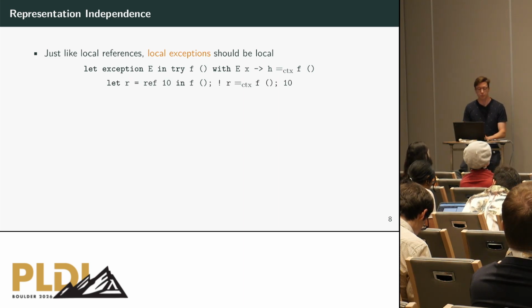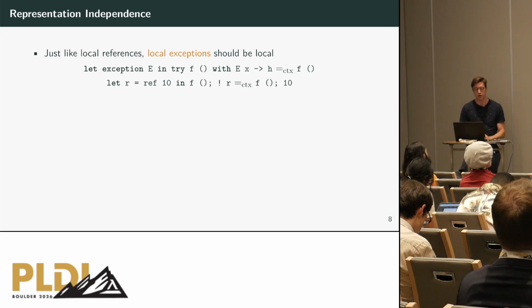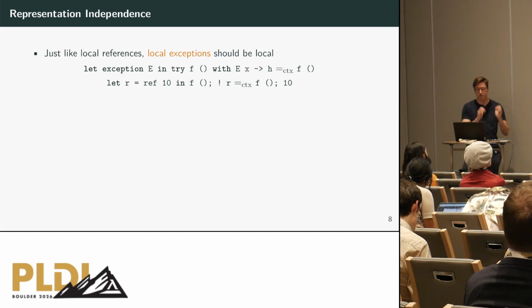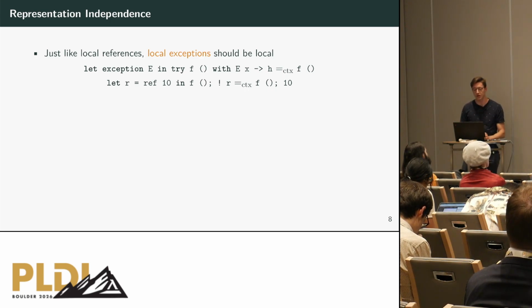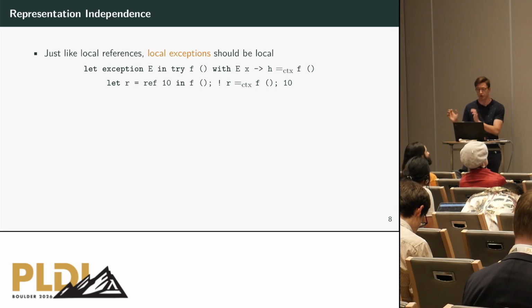Note that this is pretty similar to how local references should be local, if we compare to this more well-known contextual equivalence, which says that if we create a local reference and then execute F and then load R afterwards, then this should be contextually equivalent to just executing F and then returning 10 at the end.